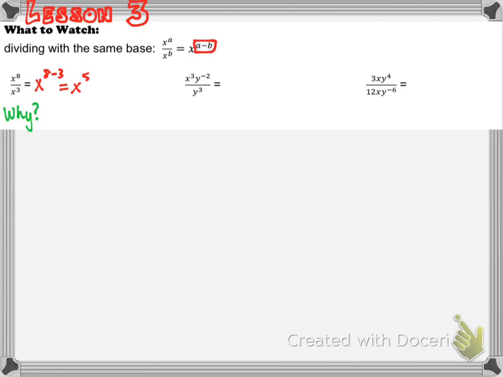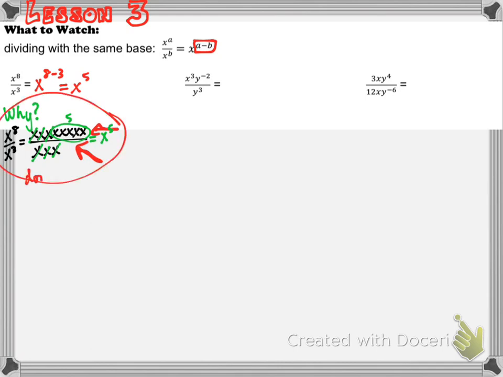So a little bit of why, which of course I don't want you to actually do on a homework, quiz or test. X to the 8th is really 8 x's multiplied here. And then x to the 3rd is really 3 x's being multiplied. So if we just simplify that out, 3 of the bottom cancel with 3 of the top, and that leaves me with 5 x's being multiplied, ergo x to the 5th. Don't actually write that on an assessment though.